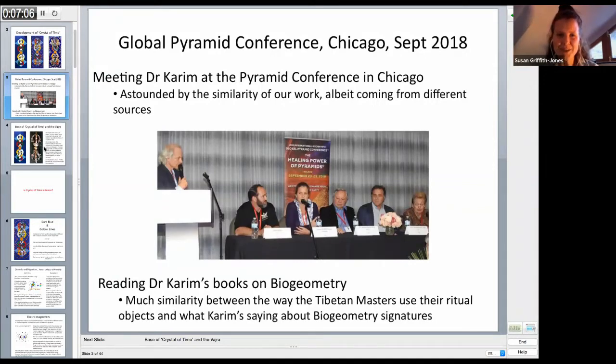And as you can see in this picture, I was also invited to speak on the panel. And here I am sitting next to Dr. Karim, who's in the center, as you can see. And I have to say that it was like a blinding flash of light meeting him, because I was astounded by the similarity of our work. That was the first thing that really, really struck me.